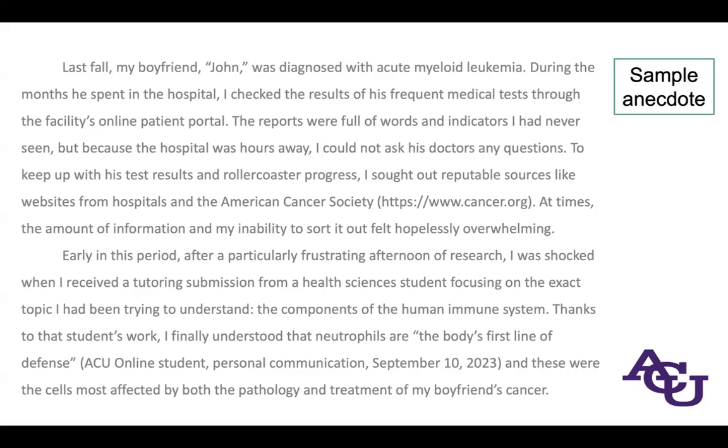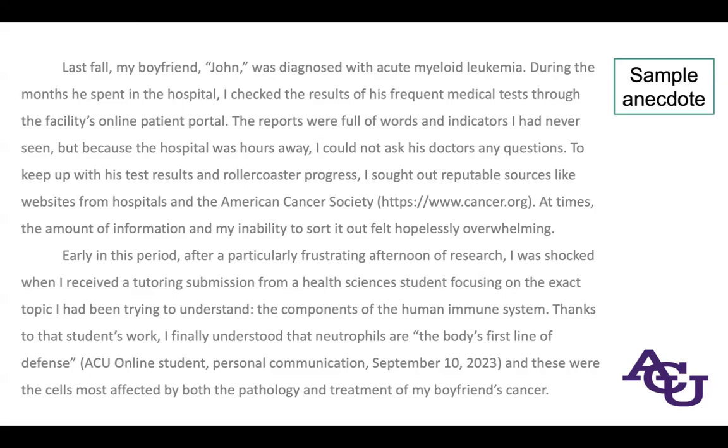Last fall, my boyfriend, John, was diagnosed with acute myeloid leukemia. During the months he spent in the hospital, I checked the results of his frequent medical tests through the facility's online patient portal. The reports were full of words and indicators I had never seen, but because the hospital was hours away, I could not ask his doctors any questions.